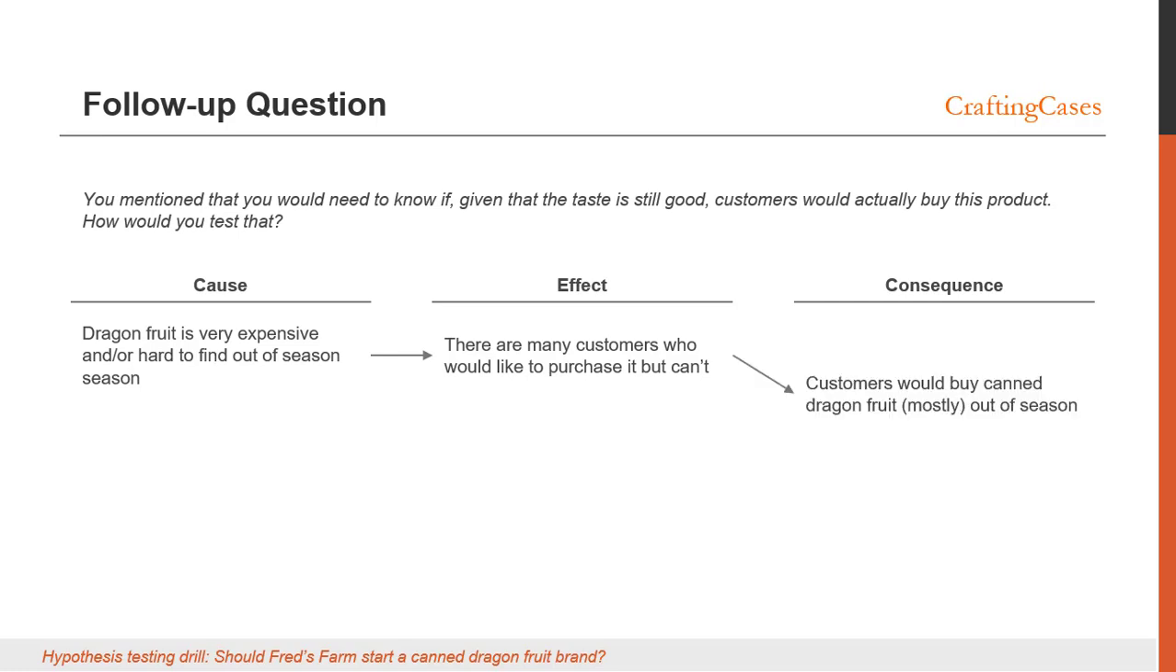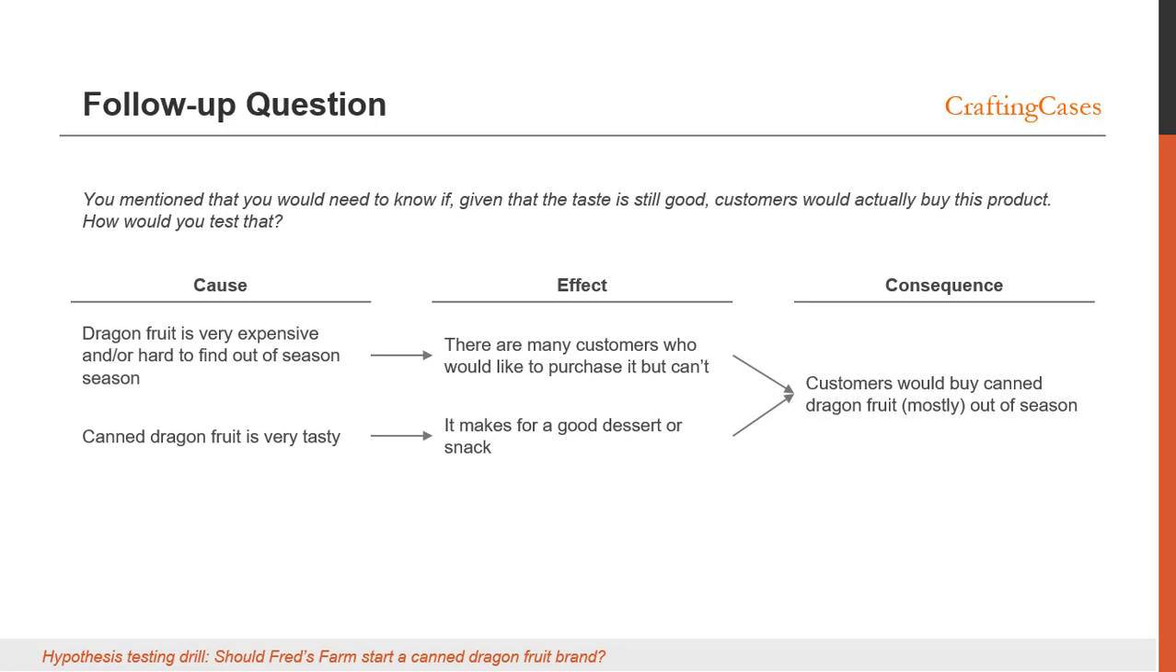And the consequence of this is customers would buy canned dragon fruit out of season if it were cheaper, or if you could find it, whereas you can't find fresh dragon fruit. The other possible hypothesis here is canned dragon fruit is very tasty and it makes for a good dessert or snack, so customers would buy canned dragon fruit because of that. That's a little bit more unlikely and has a few more steps, because you have to convince customers that it makes for a good dessert or snack. They don't know yet because they don't see canned dragon fruit everywhere. They don't see other people eating it.